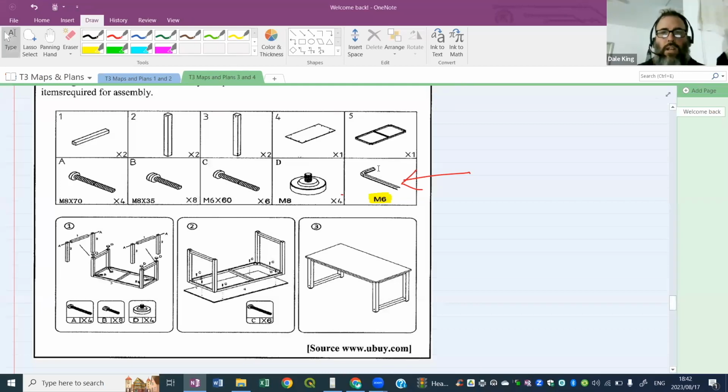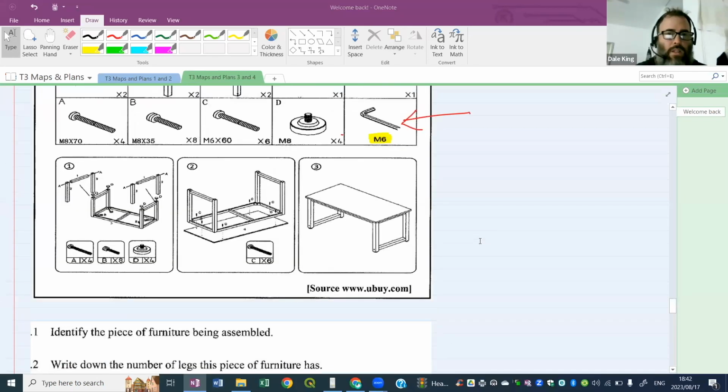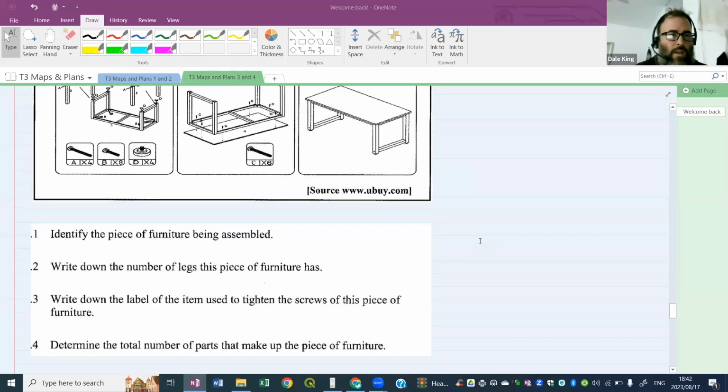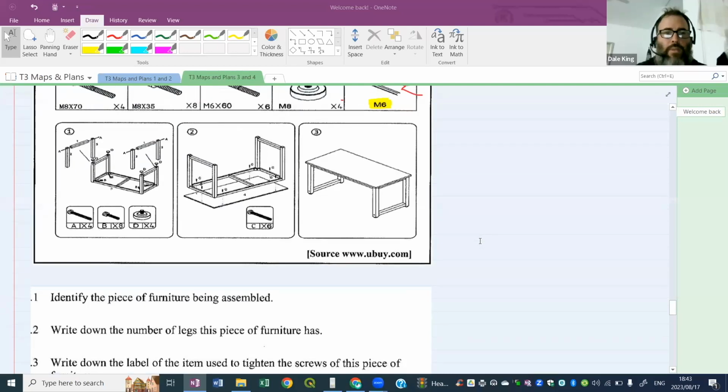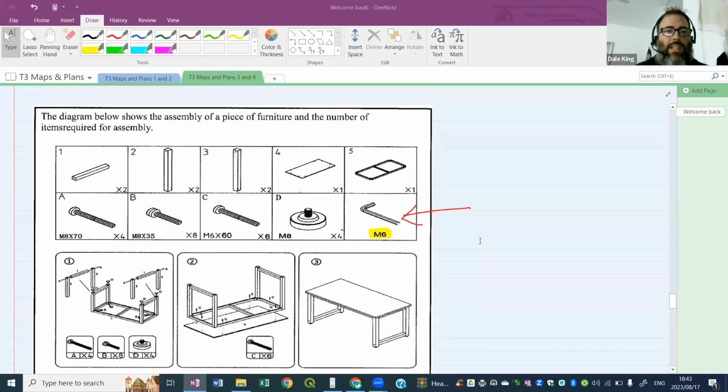Very good. You guys are on the money. 3 marks tonight. Imagine if a matric exam was just questions like this. Question 4. Determine the total number of parts that make up this piece of furniture.